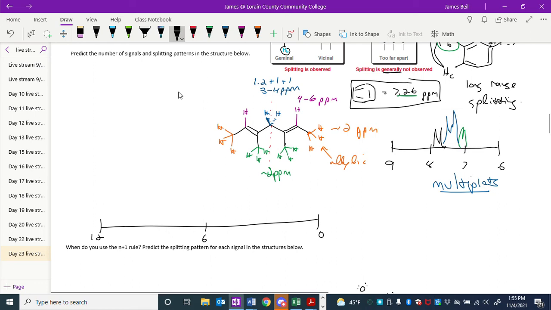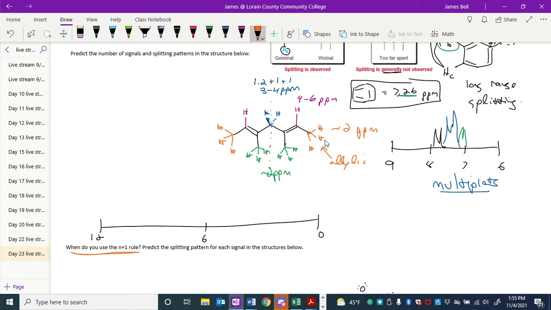So what would I expect the splitting patterns to be? Let's take a look at the orange one first. So I want to apply the n+1 rule. Sometimes I can't apply that, but I can in this structure. So we're just going to illustrate how to use the n+1 rule in this, and then next we'll talk about how I know when I can and can't use that rule.